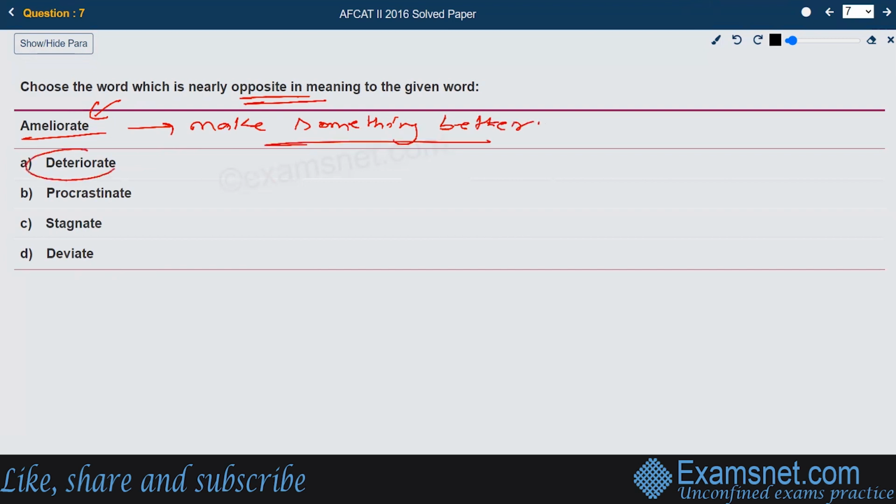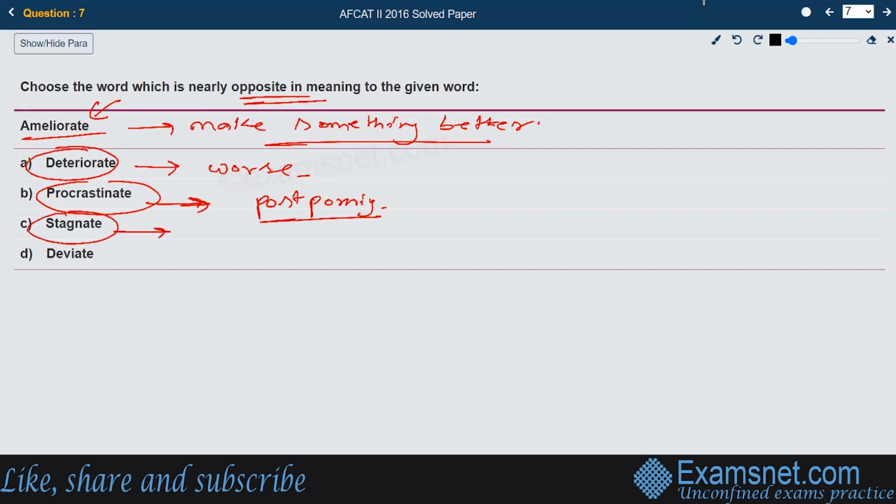The first option is deteriorate. Deteriorate means to make something worse. Another option is procrastinate. Procrastinate means to postpone something, or the habit of postponing the work to the next day and then to the next day. That is a bad habit. Next word is stagnate. The word stagnate means to become steady, but in a negative sense, that is to stop. If you are going on a path and following your dreams and suddenly you stop, you do not move now, that is what stagnate means.